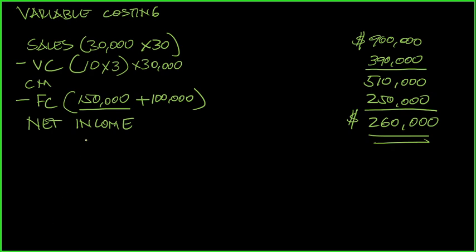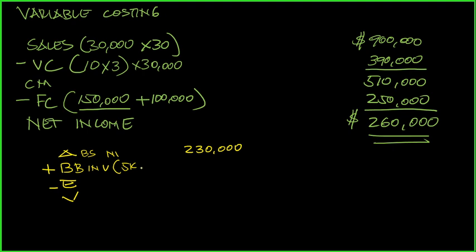Okay, let's use a different color. Paano na po ulit yung reconciliation? Above. Okay, plus and minus. You have your absorption costing net income, which is previously 230. Do we have a beginning inventory? Yes. Your beginning inventory in terms of fixed cost will be 5,000 times 6 per unit. So this one will be 30,000.